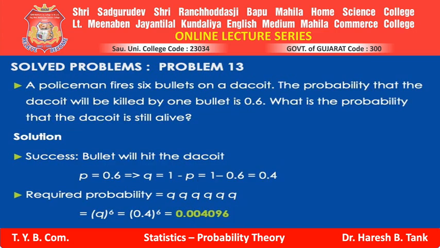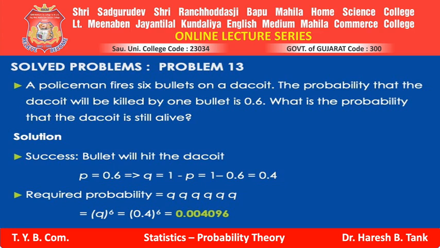Next example. A policeman fires 6 bullets on a dacoit. The probability that the dacoit will be killed by 1 bullet is 0.6. What is the probability that the dacoit is still alive? Fine enough. Success, the bullet will hit the dacoit, which is given to you as 0.6. It will not hit the dacoit, which is nothing but the complementary of this, which is Q. Q is nothing but 1 minus P. 1 minus 0.6 comes to 0.4.